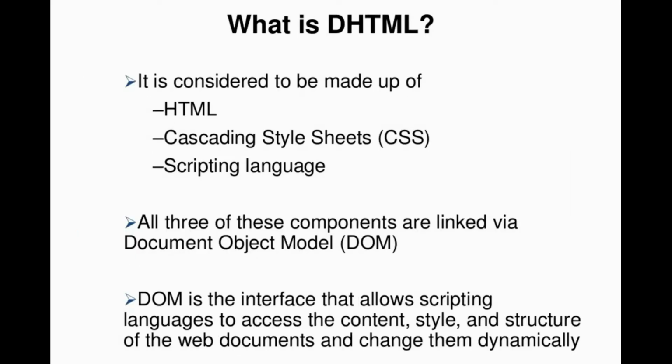So let us continue and know what it is made up of. It is considered to be made up of HTML, cascading style sheets, and a scripting language. All three of these components are linked via the document object model. DOM is an interface that allows scripting languages to access the content, style, and structure of web documents and change them dynamically.